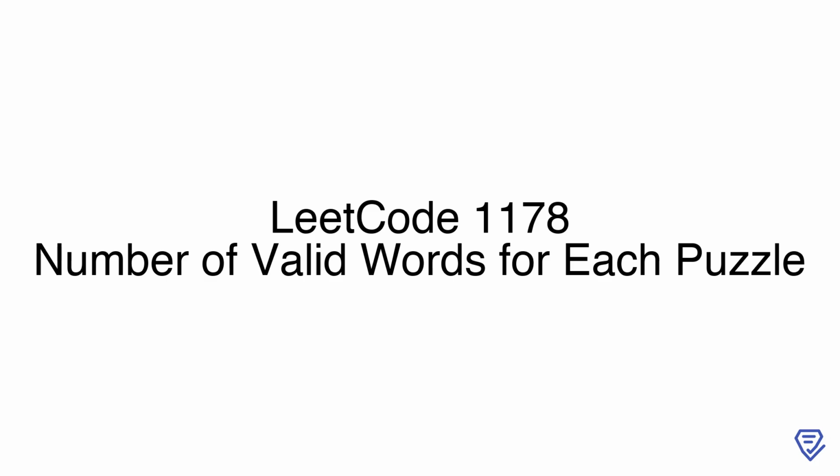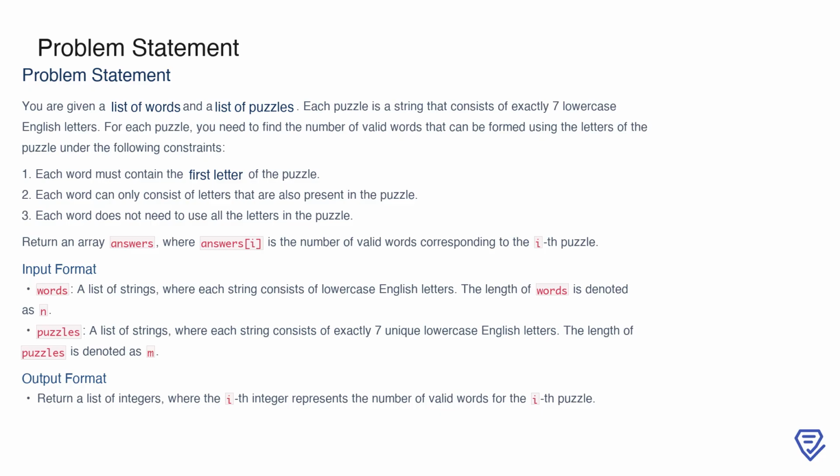Welcome to this walkthrough of LeetCode problem number 1178, titled Number of Valid Words for Each Puzzle. In this session, we will explore the problem statement, analyze the challenges, and discuss various approaches to solve it effectively. Let's dive in. In this problem, you're given two lists, a list of words and a list of puzzles.